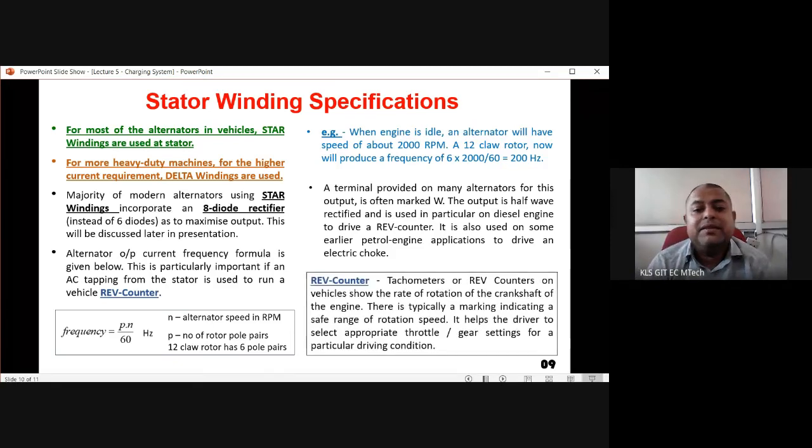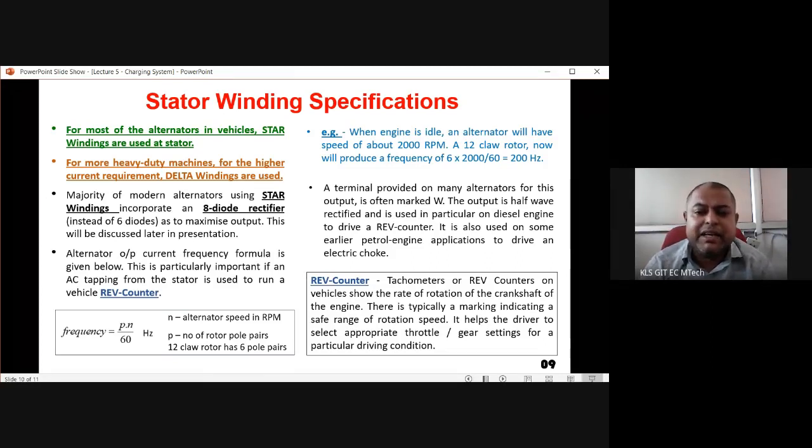And what is a rev counter? Rev counters, or tachometers, on vehicles show the rate of rotation of the crankshaft of the engine, because that is connected to the input of the alternator. Whatever energy is produced by the engine rotates the alternator, and the alternator generates electricity and gives it to the battery and to the other loads. So it's a kind of closed loop system. We are increasing the efficiency of the overall system by connecting the same rotating motion of the engine to the alternator, generating electricity and using it.